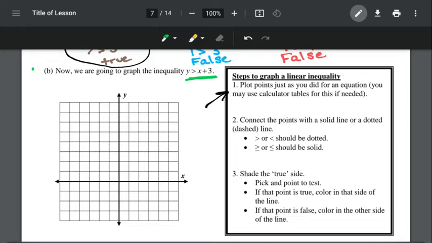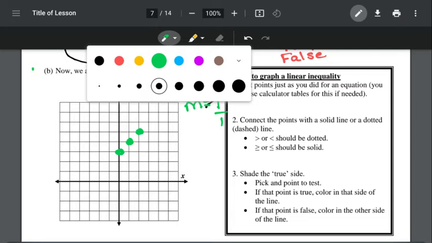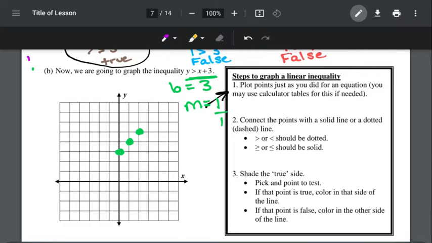Think about y equals mx plus b. In this problem, our b is 3 and our m is 1. So I'm going to start at 3 on the y-axis. Actually, our m is 1 over 1. And then I'm going to go up 1, over 1, up 1, over 1. Now, I'm not going to connect my points yet. So let's look at step 2. That's where the connecting comes in.